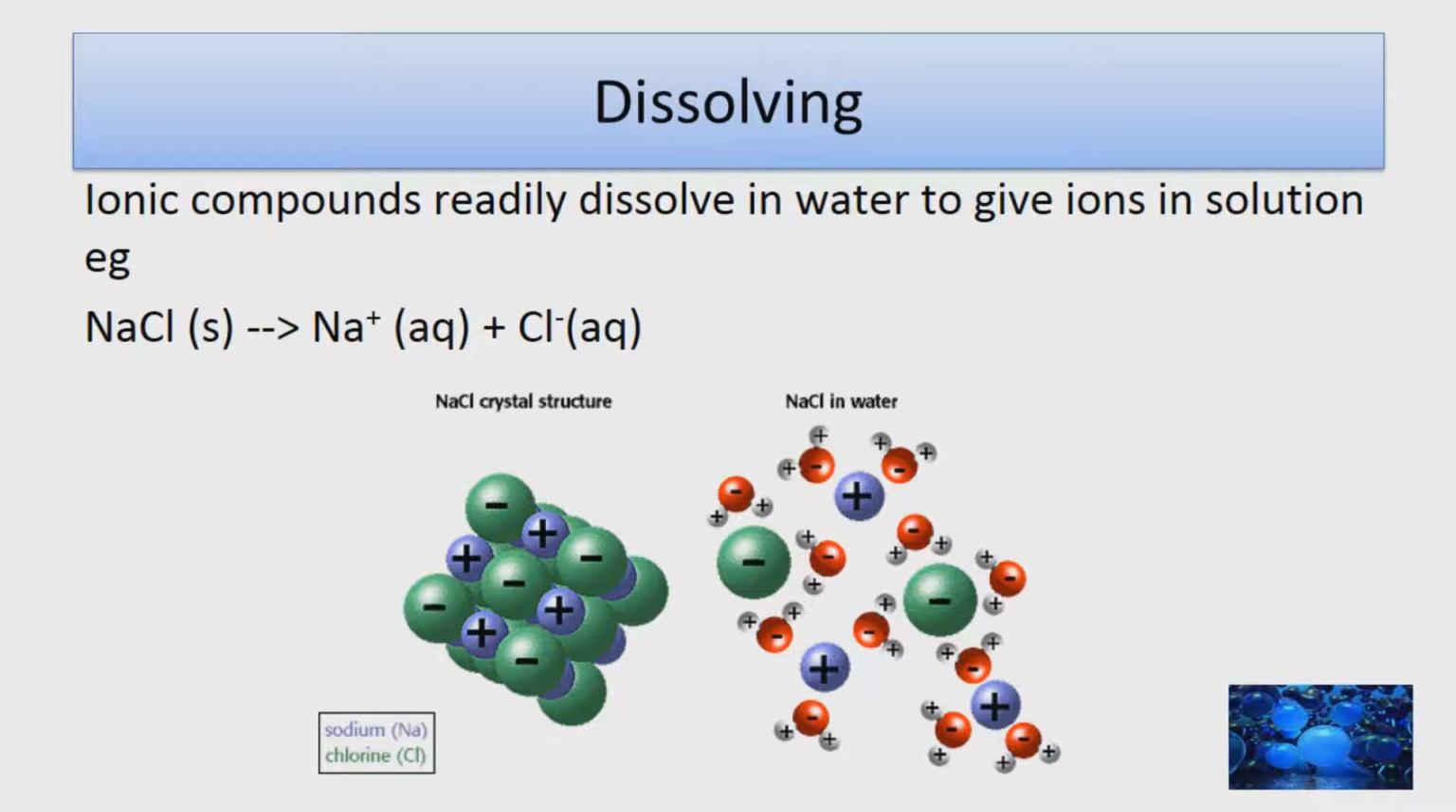Here's the example of sodium chloride, which is common salt. As you know, sodium chloride, common salt, is easily dissolved in water, and when it does, it forms the sodium and the chloride ions float around in the water.